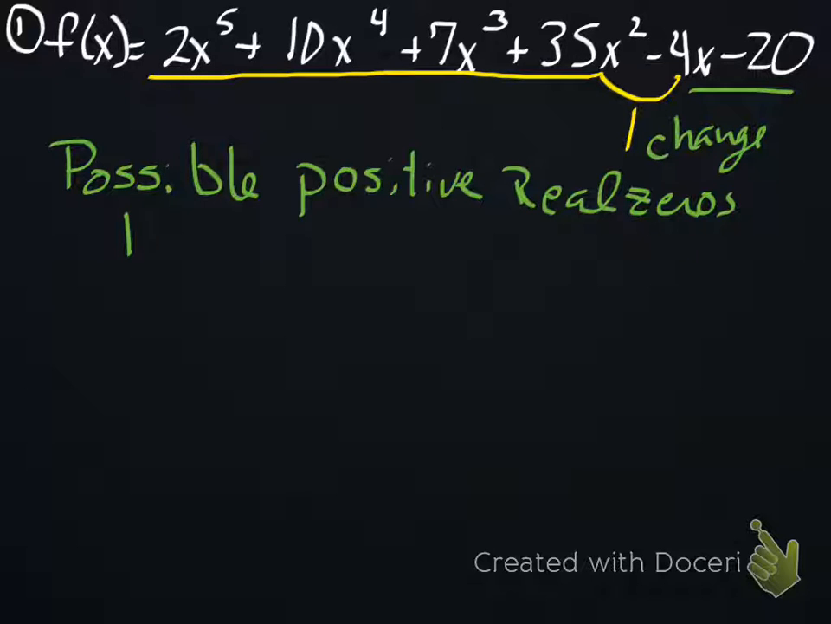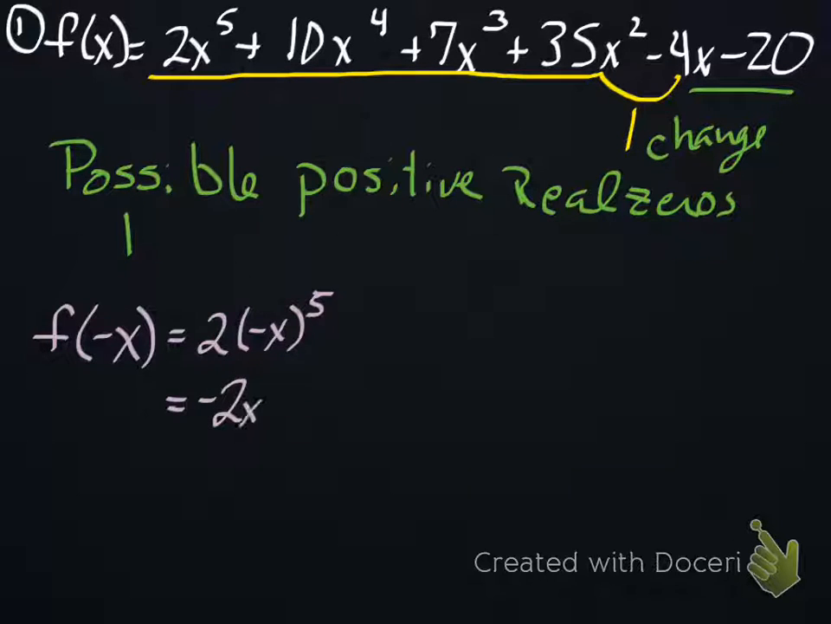Okay, let's do the next one. The next step on this. To find your negative, what you do is you are going to plug in a negative x. So 2 times negative x to the 5th. So if you don't know what negative 1 to the 5th is, is that going to be positive or negative? Negative. So that means that section is going to be negative 2x to the 5th.